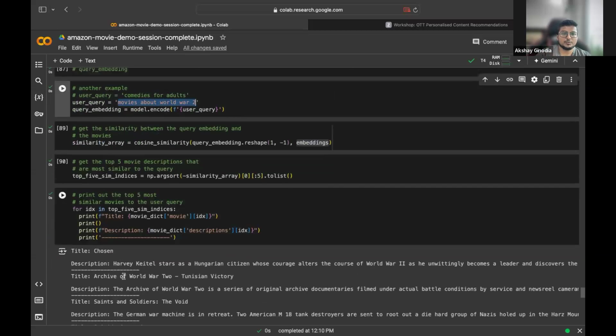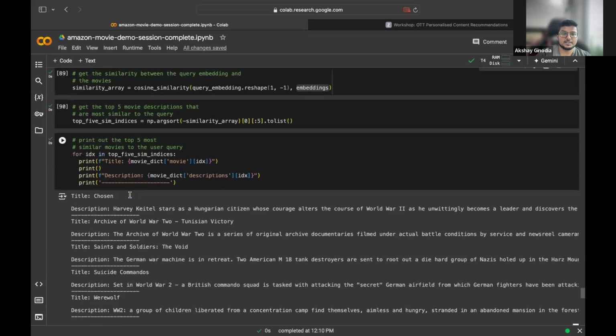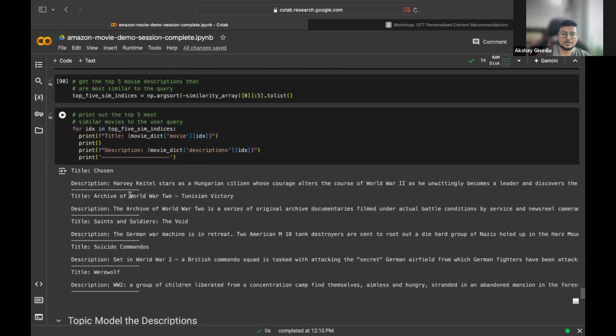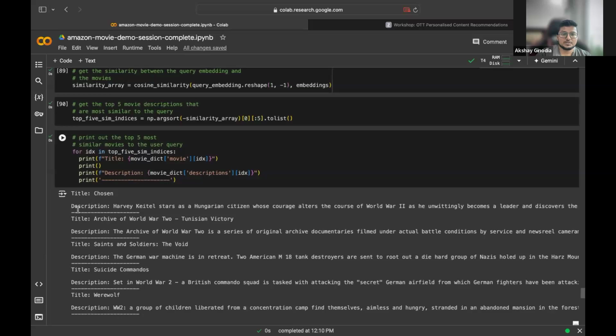So I did movies about World War II, and look at the results it has given me. It gives title chosen. So Hardwick stars Hungarian citizen whose courage alerts course of World War II. Okay, this is a World War II movie. Then title Archive of World War II. This is another World War II movie. Saints and Soldiers. This is also a World War II movie. Another World War II movie. This is a very good match, very good search, right?